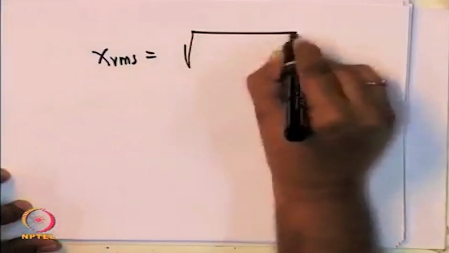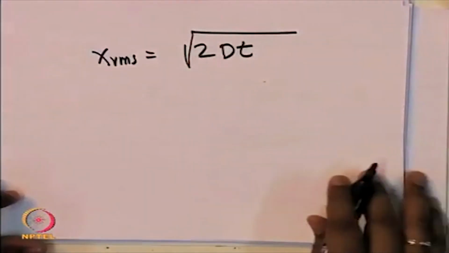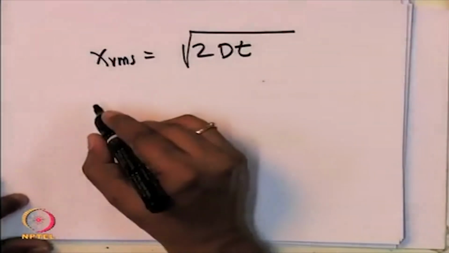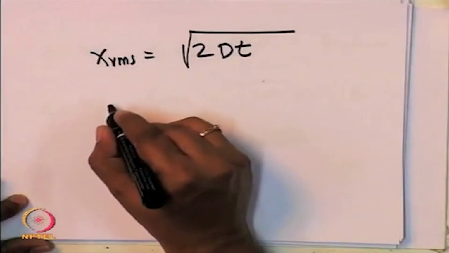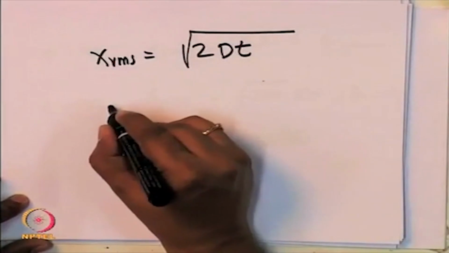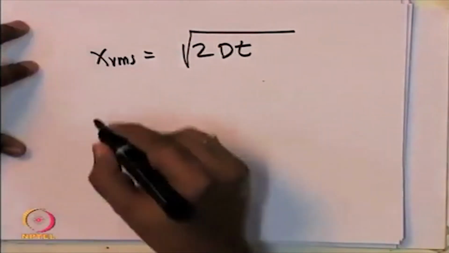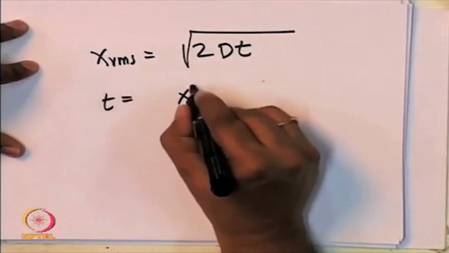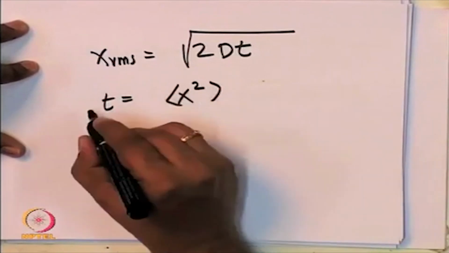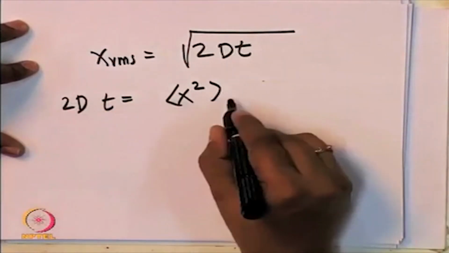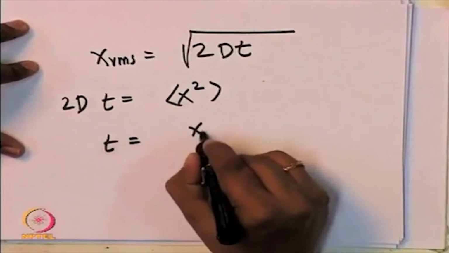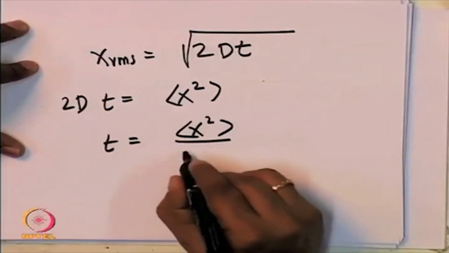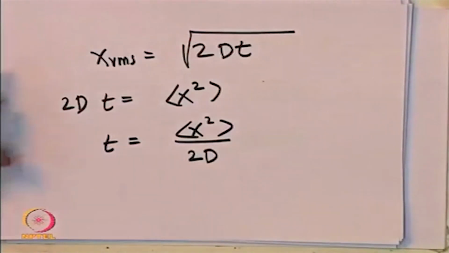So, let us take another example. What we have is x RMS is equal to root of 2 dt. Let us now do it in another way. We had 2 dt is x square average. So let us say t is equal to x square average by 2d.